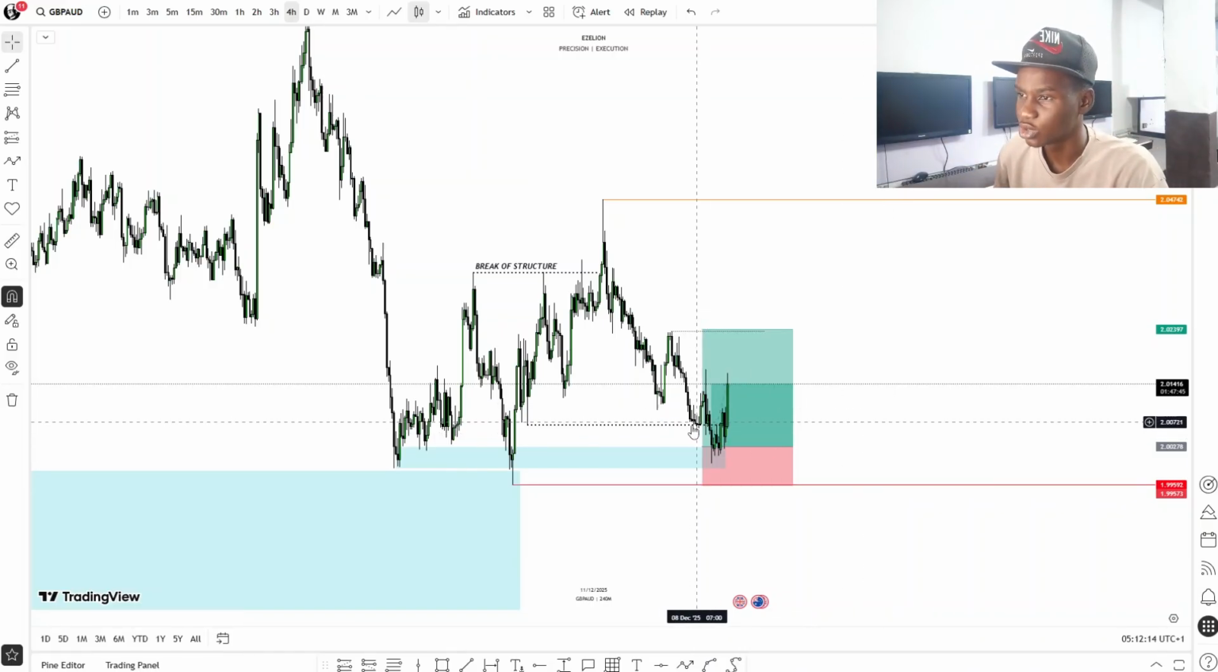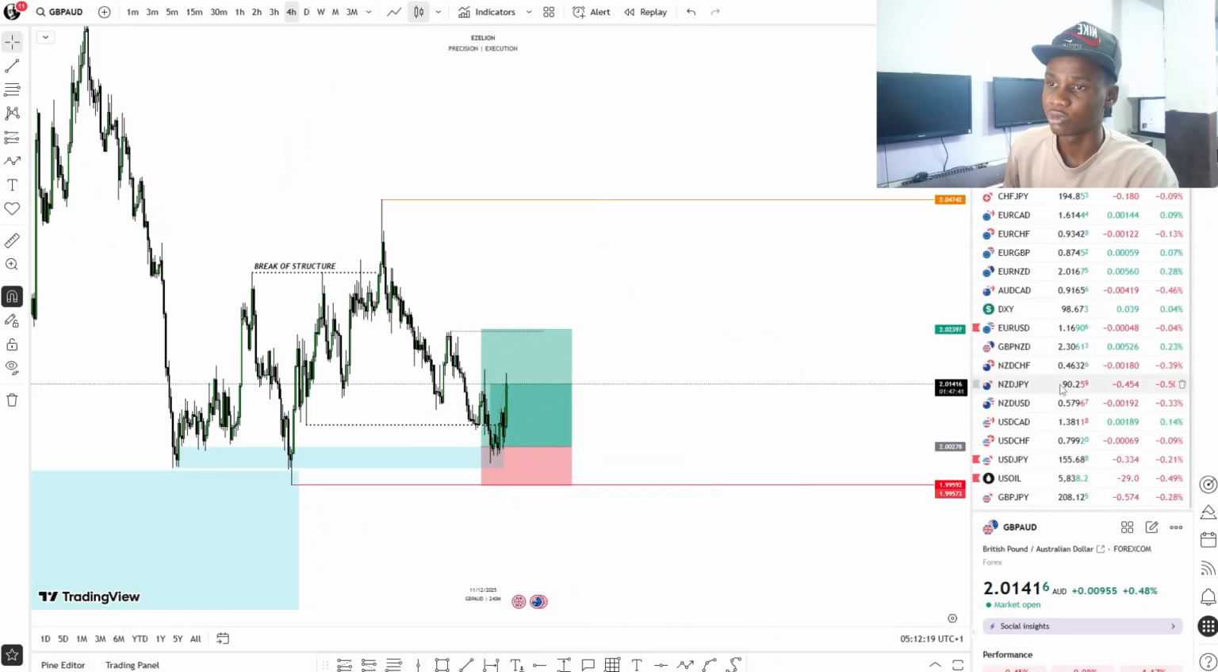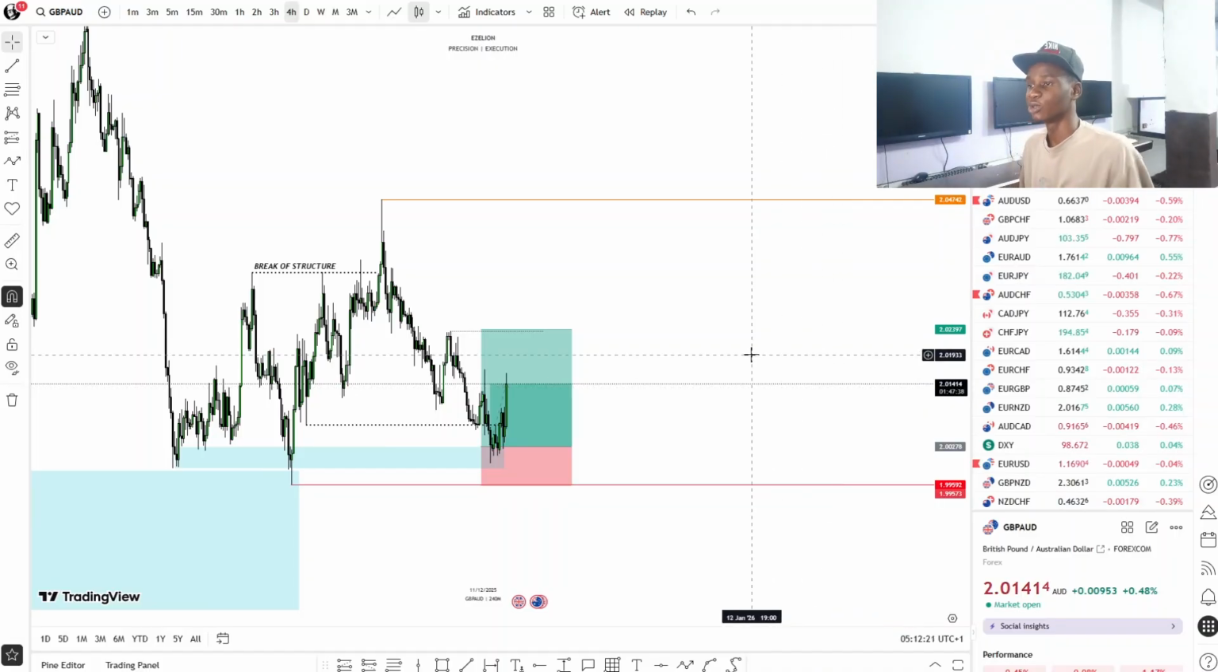Yeah, so I just hope these two trades hit TP. If these two trades hit TP, the account will be passed. And I'm going to update you guys on Friday. On Friday, I'm going to do the last update.